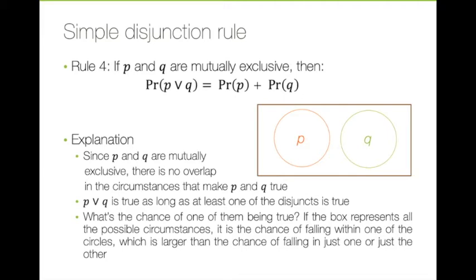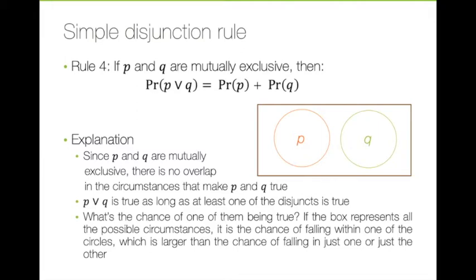Remember too that P or Q is true as long as at least one of the disjuncts is true. So if P is true, the whole disjunction is true. If Q is true, the whole disjunction is true. It just happens to be that because of this mutual exclusivity property, these disjunctions won't ever be ones where both P and Q are true together.